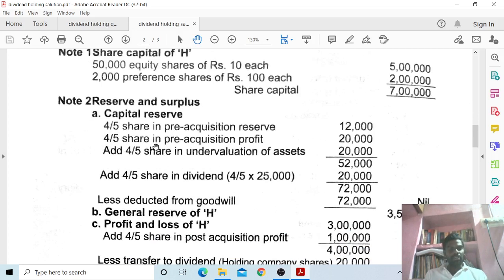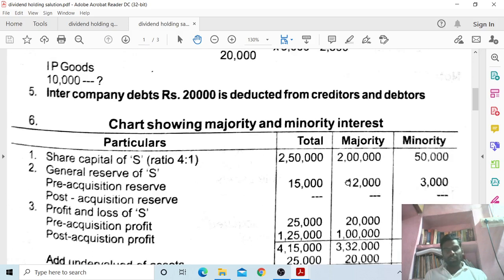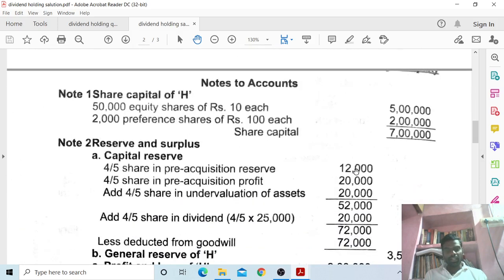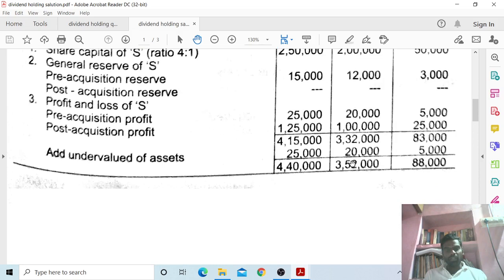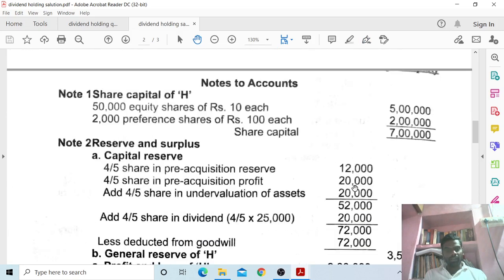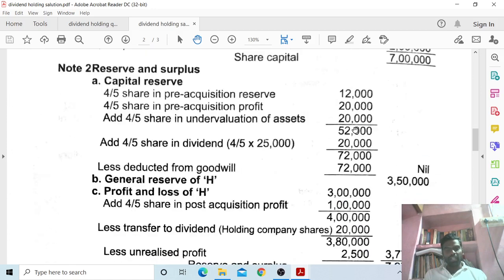Next, note number 2, reserves and surplus. Under reserves and surplus, this is a very important aspect of the note. Capital reserve: only you have to take pre-acquisition profit and pre-acquisition reserve. You have to see 4/5 share in the pre-acquisition reserve 12,000, you have to take it in the minority chart. So I have to take 12,000 here. For pre-acquisition profit, you have to take the holding company's 20,000. Next, add 4/5 share in undervaluation of assets, so I have to take 4/5 of the undervaluation 20,000.